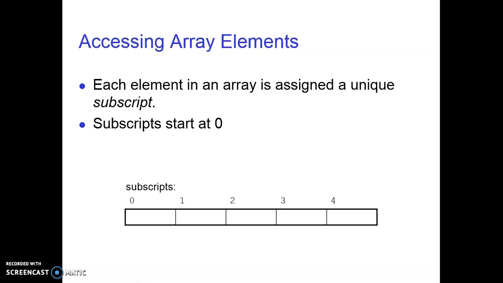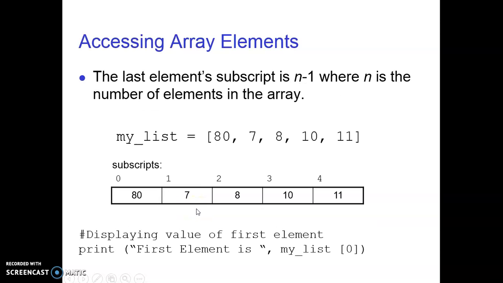However, for accessing array elements, we use a subscript. And the subscript starts from 0. So just now you have 5 elements, first, second, third until fifth. But for the subscript, you start from 0. So you go 0, 1, 2, 3 and 4.